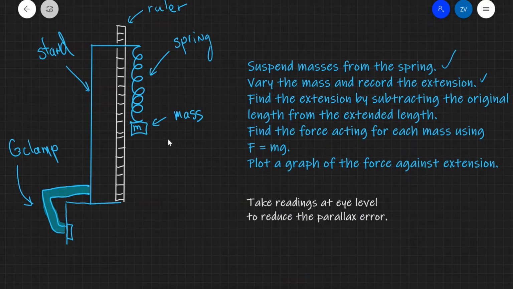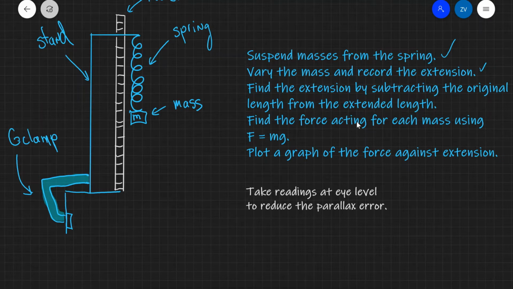We're going to find the force for each of those masses using F is equal to mg, and then we're going to plot a graph of the force against extension. In order to make our readings as accurate as possible, we need to make sure that we take all readings at eye level in order to reduce the parallax error in this experiment.